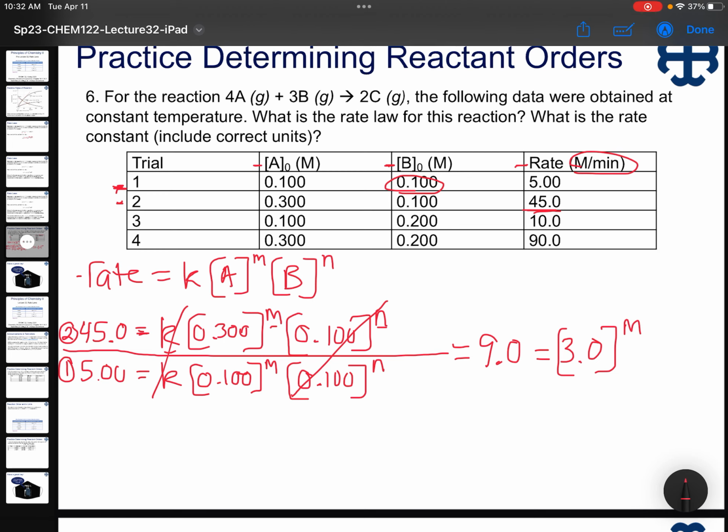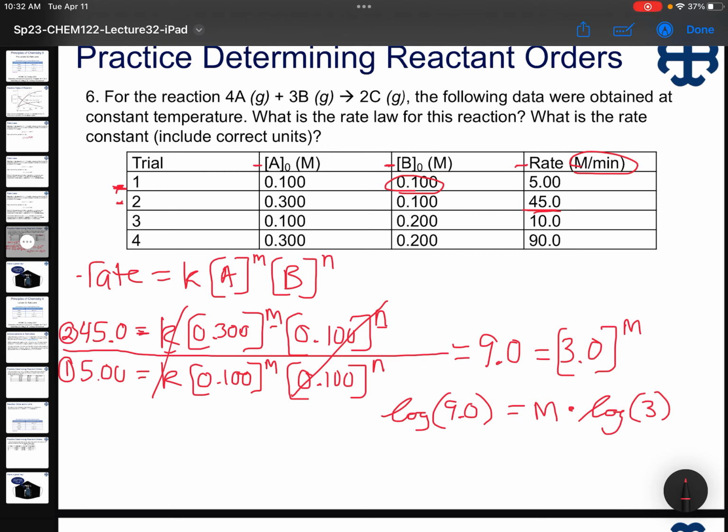And now we have one equation, we have one unknown. And so we can solve for m. The way we solve for m, in case you don't remember how we deal with exponents, is we use logarithms. So if we take the log of both sides, we end up with log of 9.0 is equal to, and when we take the log, we can move our exponent down. So m times the log of 3.